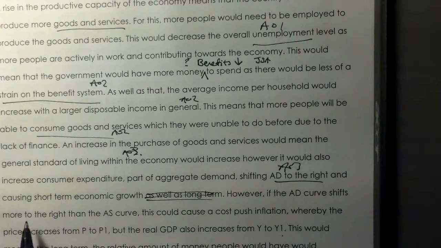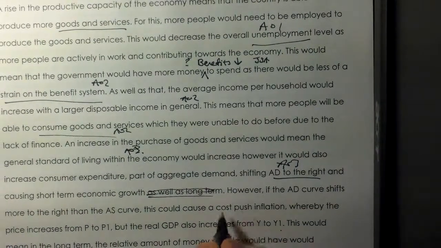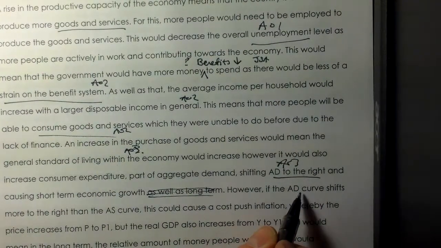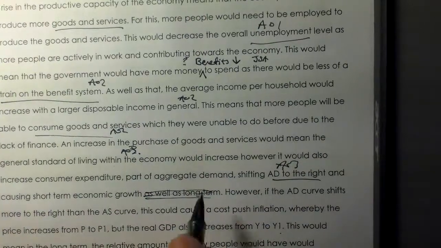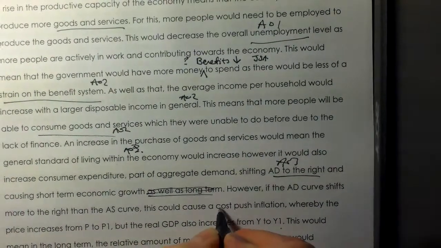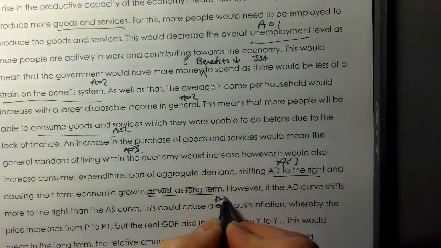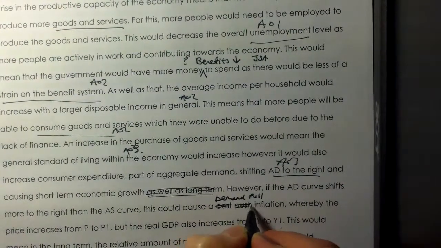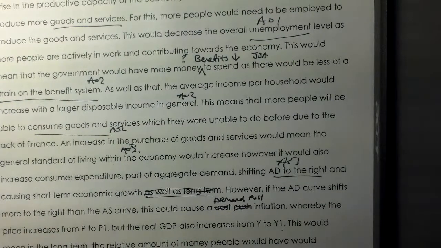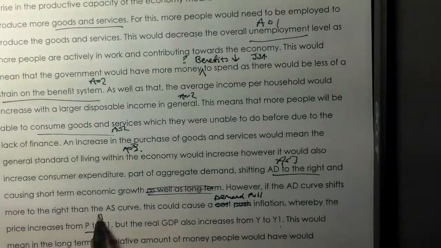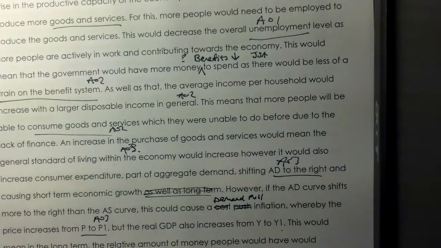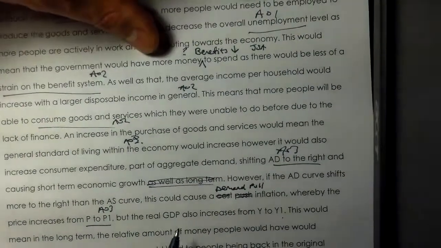However, if the AD curve shifts more to the right than the AS curve, this could cause cost push inflation. The definition that you've got there, the rate of increase in AD being greater than the rate of increase in AS, would be demand pull inflation. So again, just a little accuracy around the type of inflation, whereby the price level increases from P to P1, and the real GDP also increases. This would mean in the long term the relative amount of money people will have would decrease.